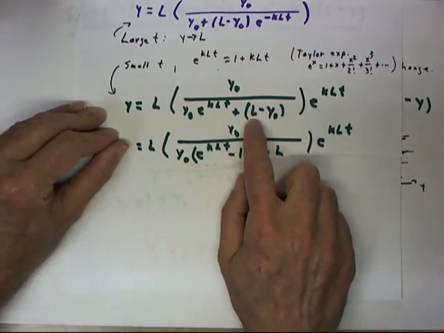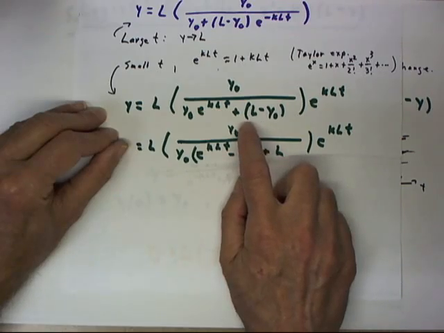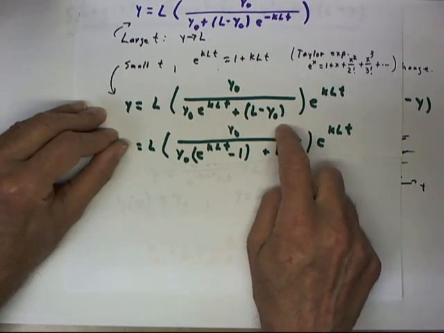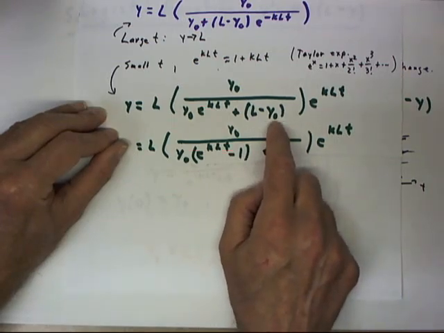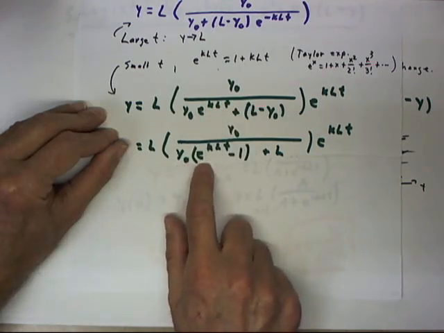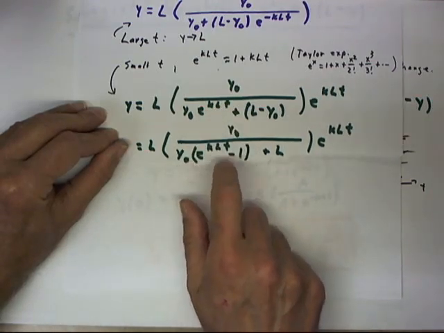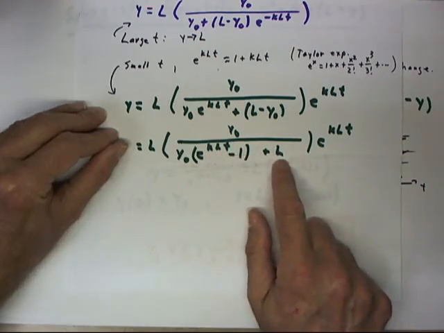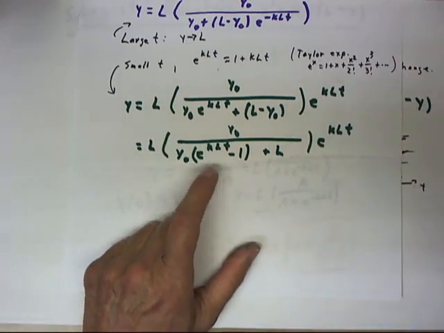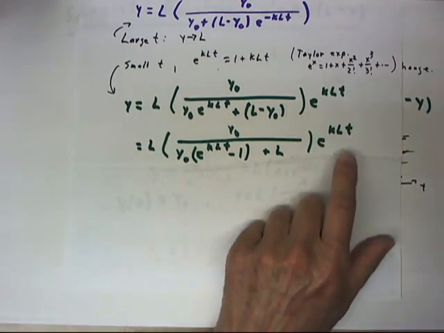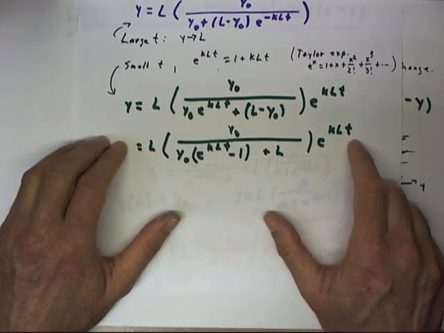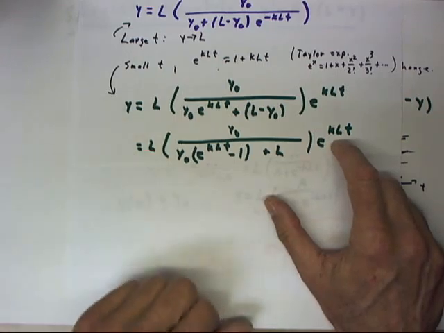Don't know if it's really a simplification. If we distribute the plus through here, we get this plus L minus y naught, and the minus y naught will combine with the y naught e to the klt. Factoring out the y naught gives us y naught e to the klt minus 1, leaving us the L over here. Now we'll see in a minute how this expression can be used to investigate what happens when klt is small. That is, when t is small enough that klt is much less than 1.